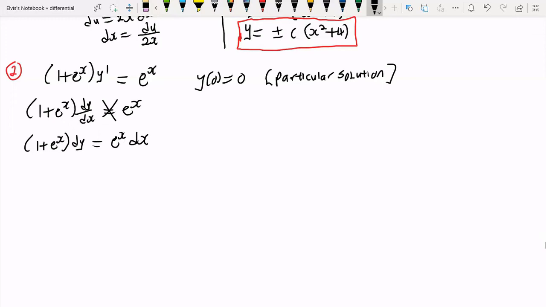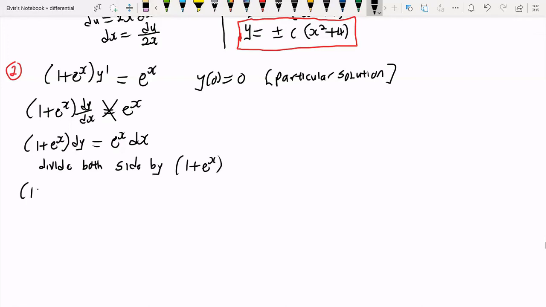Okay, so now guys, like I said, we are going to try to separate the variables. Okay, so we are going to try to have y variables on one side, then we are going to try to have s variables on the other side. Okay, so how can we do this? So what we're going to do is we are going to divide both sides by 1 plus e raised to the power of s.